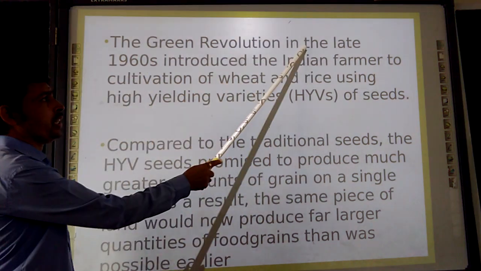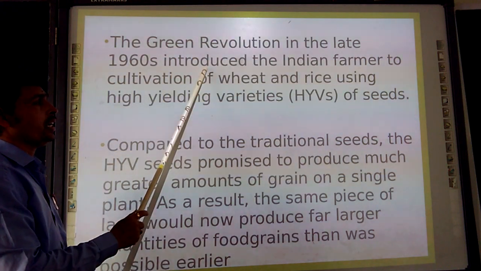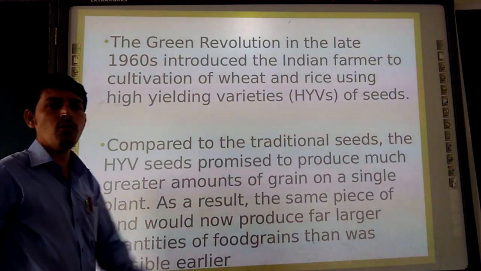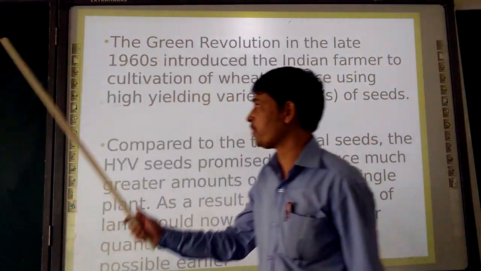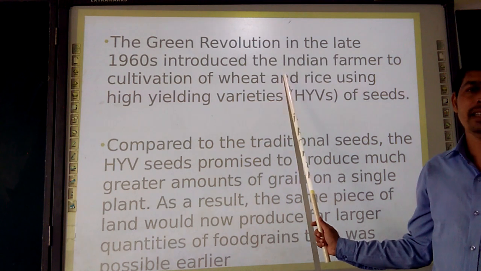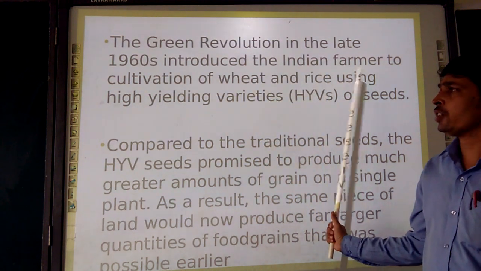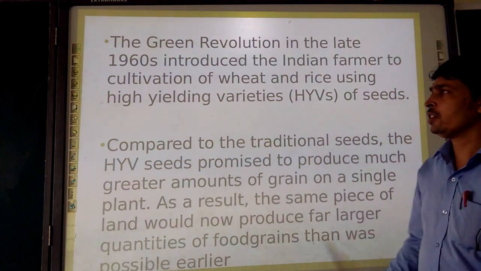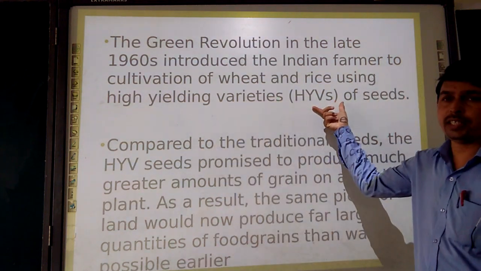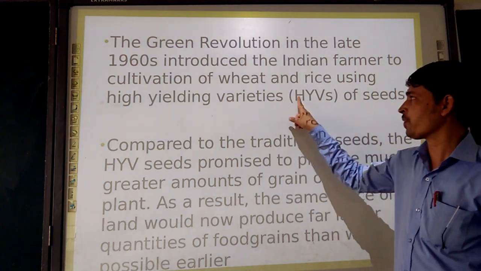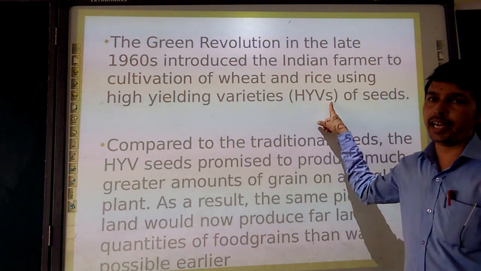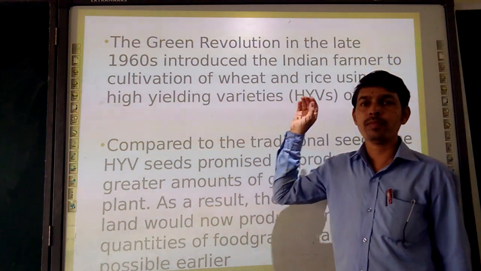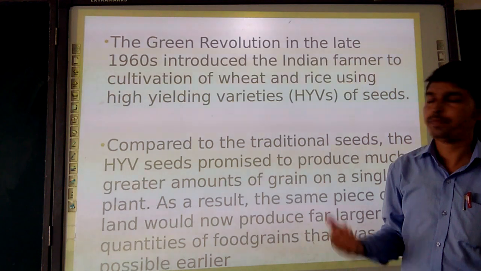The Green Revolution in the late 1960s introduced the Indian farmer to the cultivation of wheat and rice. Only two crops are here, wheat and rice, using high yielding varieties of seeds. What is the full form of HYV? High yielding variety. So HYV seeds means high yielding varieties of seeds.